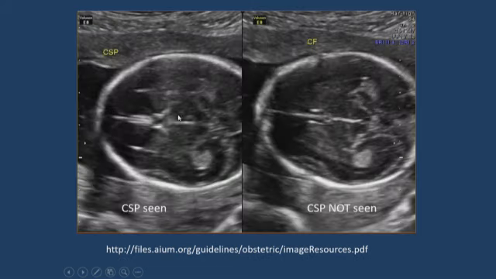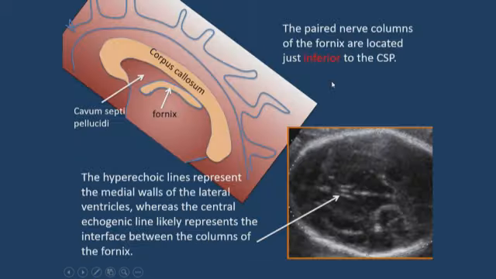So if we're looking at the head, this is the cavum here, separating the falx. Here you see the 3 lines. That's just slightly below the cavum septum pellucidum, okay? And that's called the columns of the fornix. So it's okay to do your measurement there, but then you have to have a separate image to document that you see the cavum septum pellucidum.